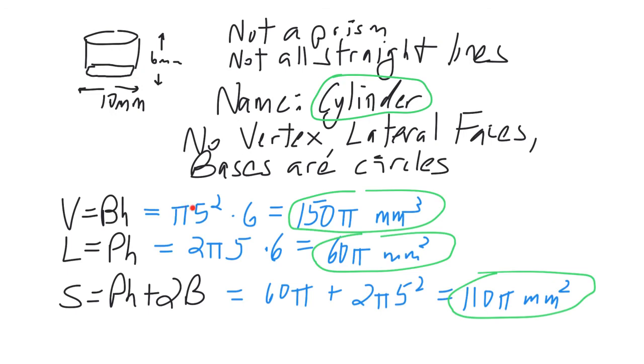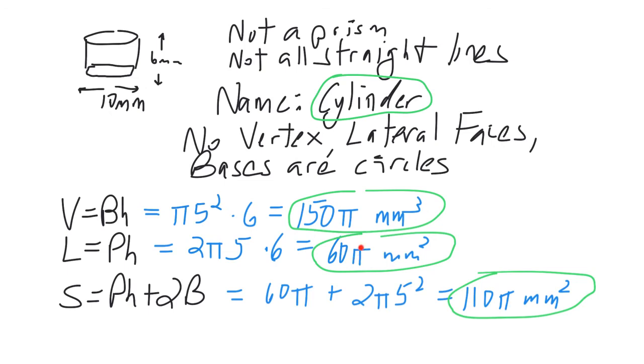So my volume is pi r squared times the height. The radius is half of the distance across. So this is the diameter. So cut that in half, 5. So pi 5 squared times the height of 6. 2 pi r, that's the perimeter, my circumference, 2 pi r, times the height, 60 pi.